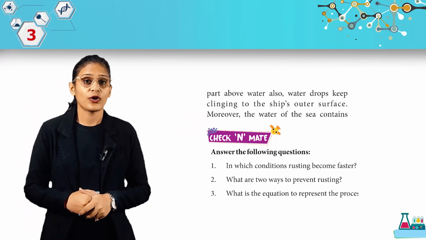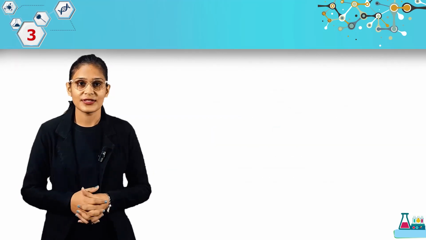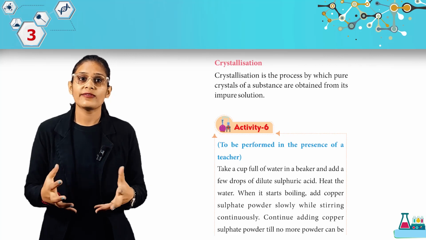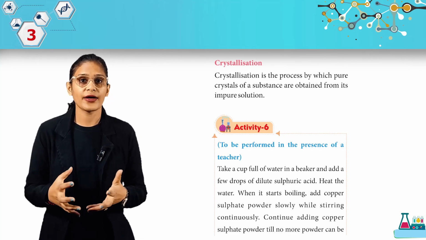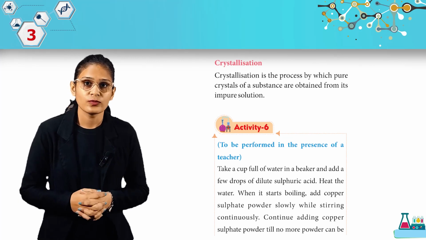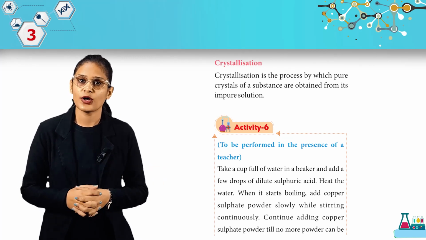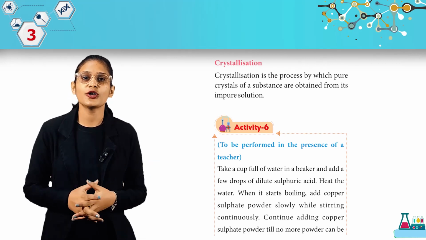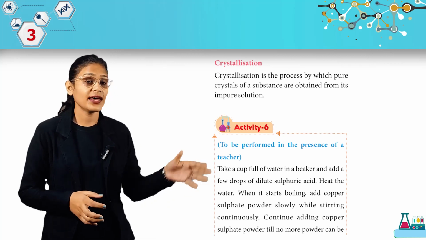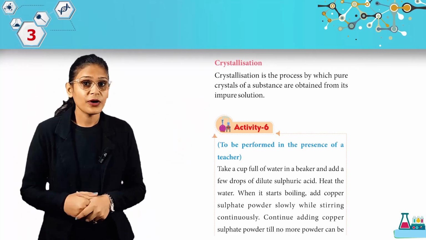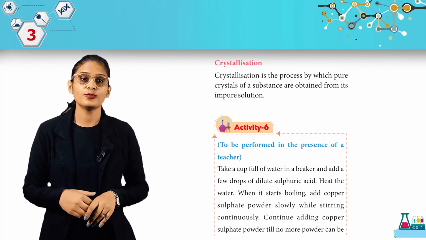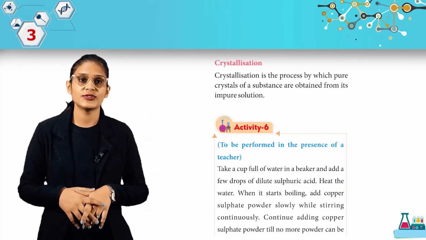As we already read about these things, so you can do it by yourself. Here we have crystallization. Crystallization is the process by which pure crystals of a substance are obtained from its impure solution. Pure salt crystals can be obtained from seawater by the method of crystallization. Let us understand the concept of crystallization with the help of an activity. Now we have Activity 6, to be performed in the presence of the teacher. So students, you have to take care that you perform this activity in the presence of your teacher.